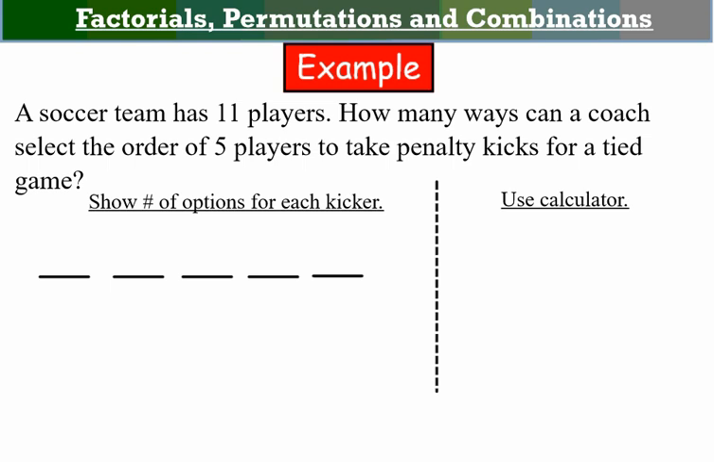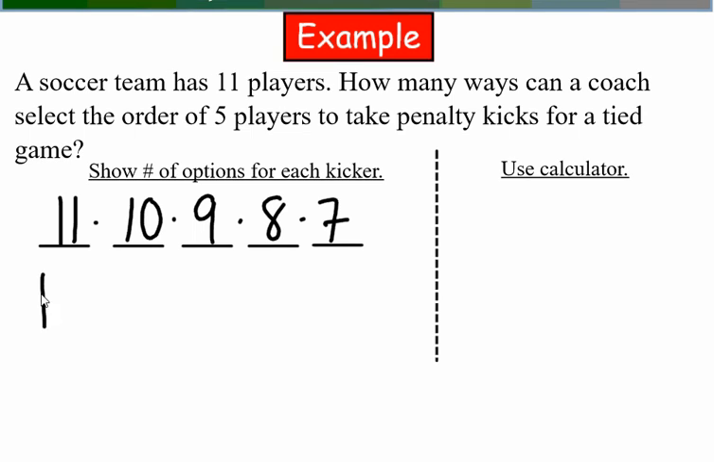Here's an example where that might be used. So let's say a soccer team has 11 players. How many ways can a coach select the order of 5 players to take penalty kicks for a tied game? So we're going to first kind of use the equation idea, and then we're going to use a calculator. So if he's selecting 5, really what it means is that there's 11 options for the first taker times 10 options for the second taker times 9 times 8 times 7. Well, that is simply our formula.